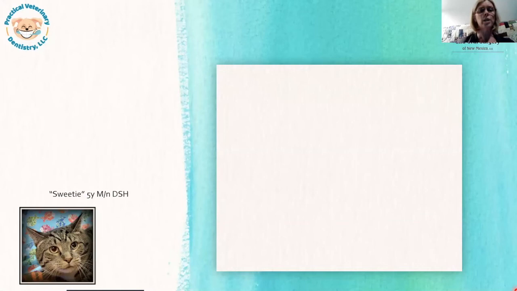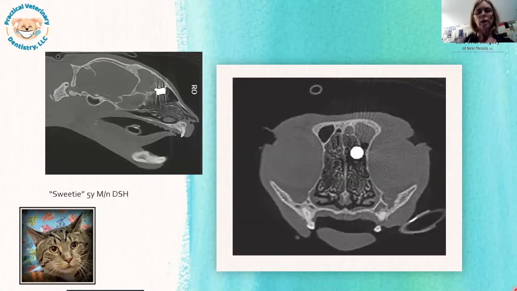Here is Sweetie. He is a 5-year-old cat. He was a rescue that the owners had for 2 or 3 years, and they didn't really perceive any problems. He was presenting for tooth resorption, as many cats do. And on his scan, he had the unfortunate luck of being shot before the owners got him.